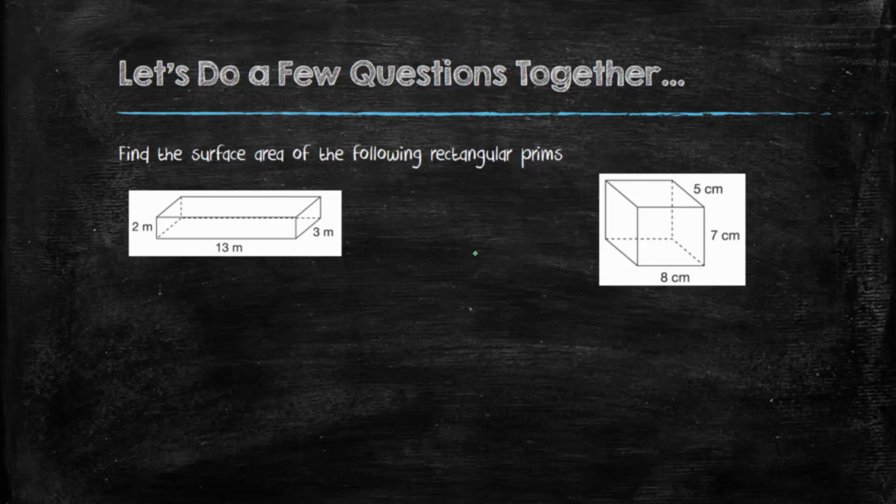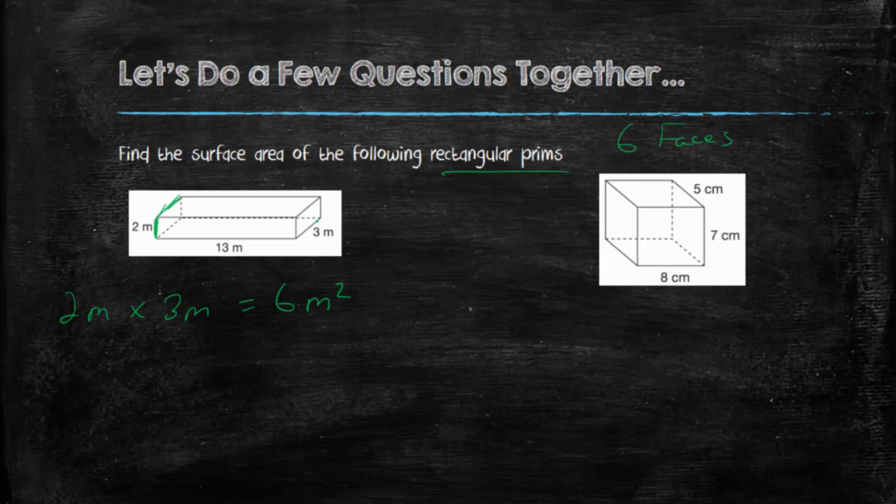So find the surface area of the following rectangular prisms. Okay, let's have a look here. So again, in a rectangular prism, there are 6 faces, right? So we need to find the area of every single face. Let's see what these faces are. So let's look at this face right here. This is a 2 meter by, what is this? This is obviously 3 meters. So 2 meters by 3 meters, so we're at 6 meters squared.